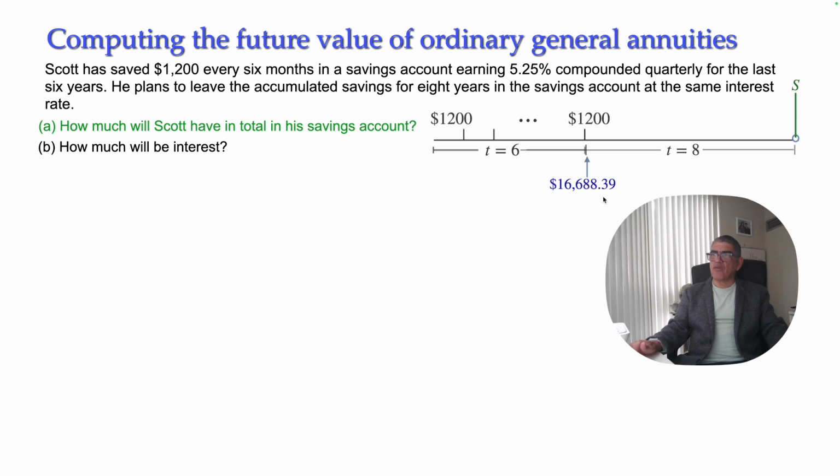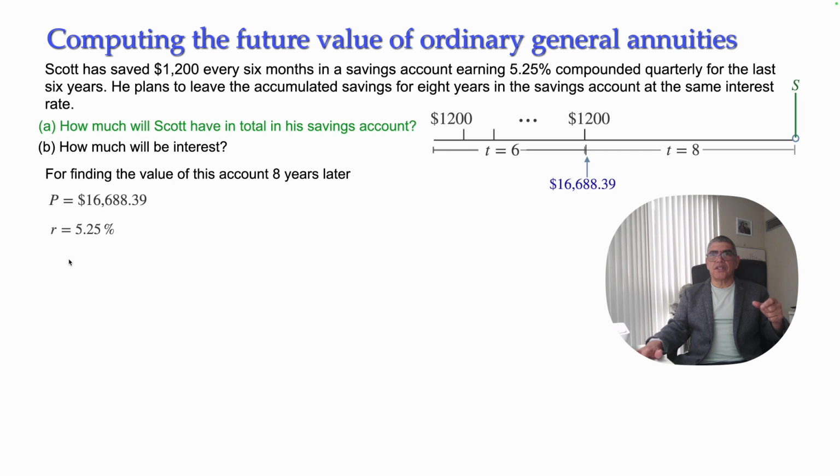So let's compute then the future value of this. So this is the present value, and we want to compute the future value of this 8 years later. So for finding the value of this account 8 years later, the present value will be 16,688.39. The rate of interest is 5.25%. And M, the number of conversion periods per year, will be M equal 4. Then the I, in this case, we use this R and this M, the I will be 5.25% divided by 4.